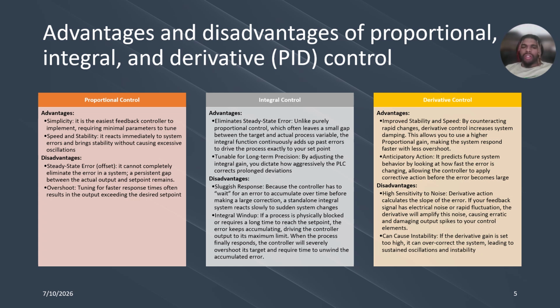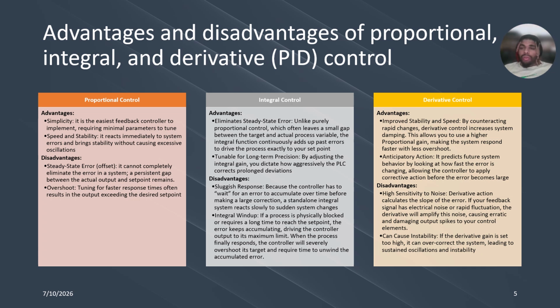Another disadvantage is integral windup. If a process is physically blocked or requires a long time to reach the set point, the error keeps accumulating, driving the controller output to its maximum limit. When the process finally responds, the controller will severely overshoot its target and require time to unwind the accumulated error.